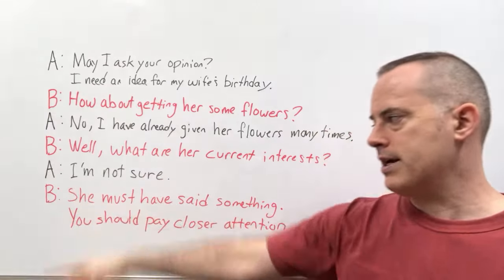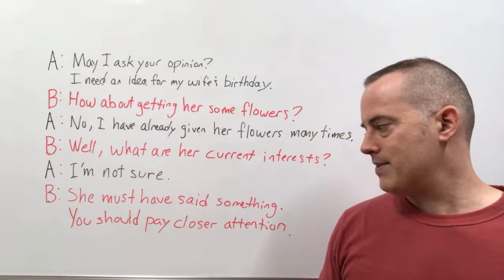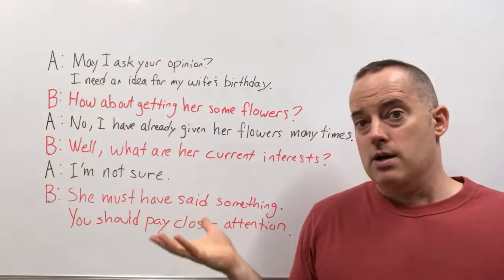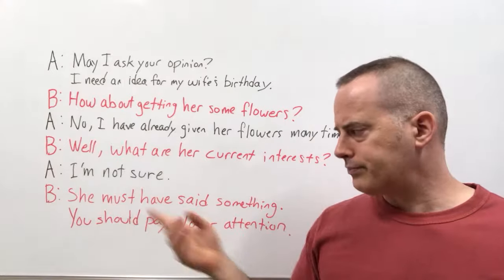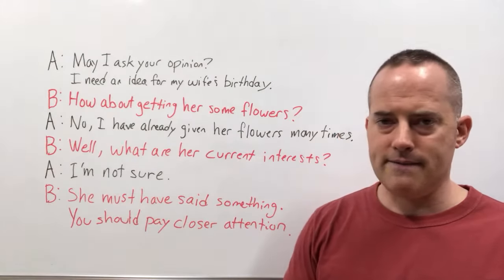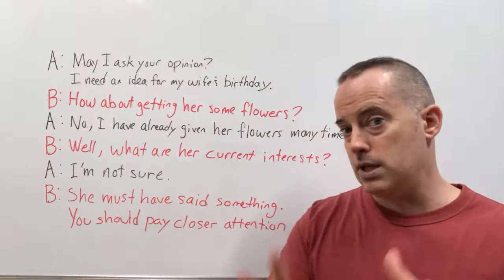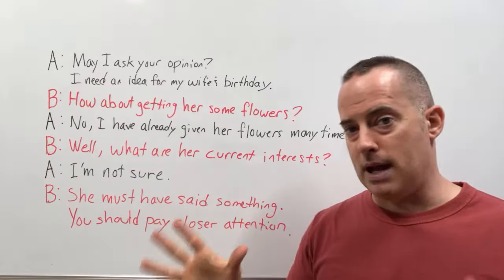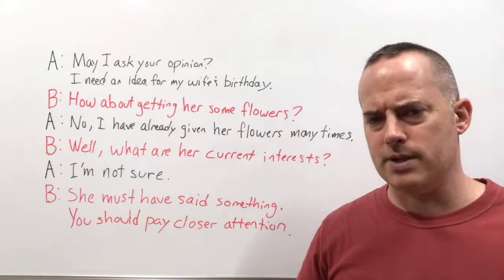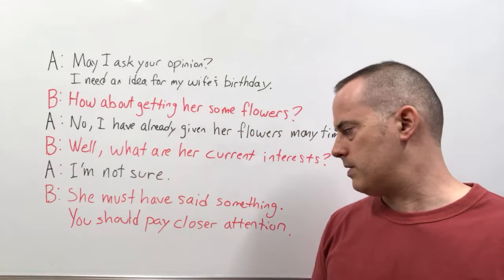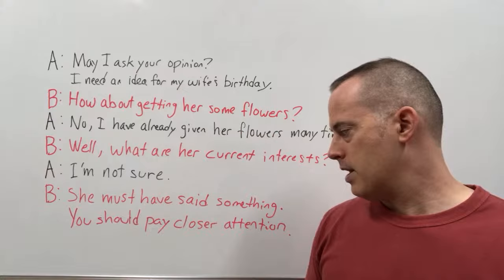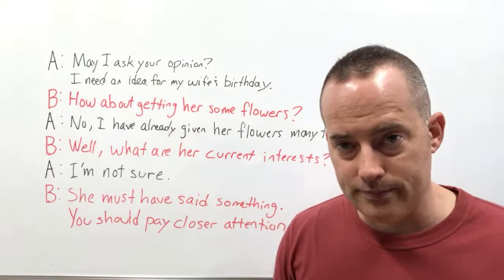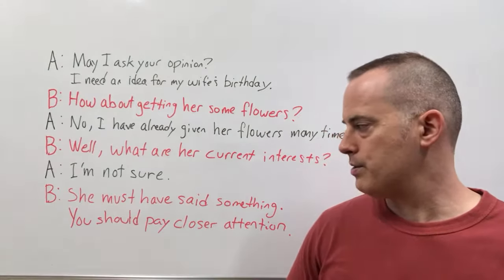All right? And then I say, she must have said something. So he's saying, well, I don't know what she's interested in. And I say, well, she must have said something. So she must be saying something like, I like this, or talking about this, or I have a problem, or something like that. There must be something she said that she's interested in. And you should pay closer attention.